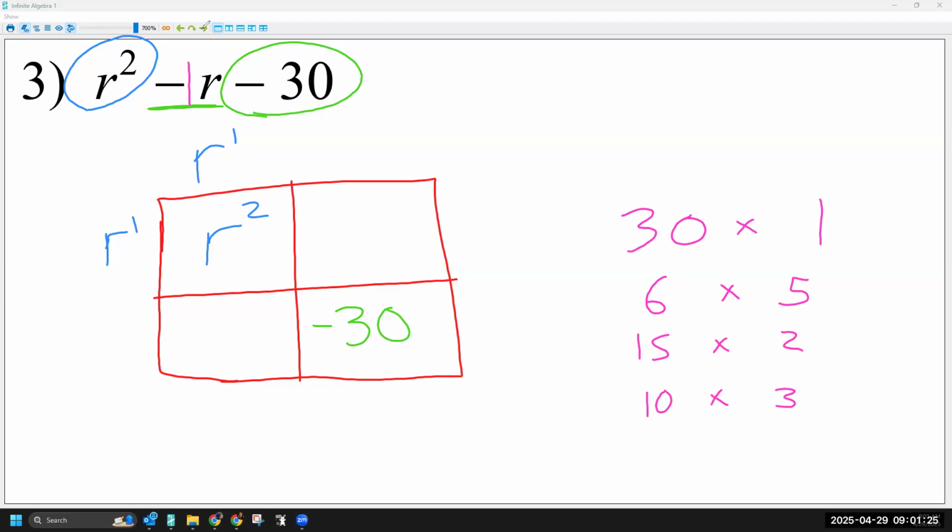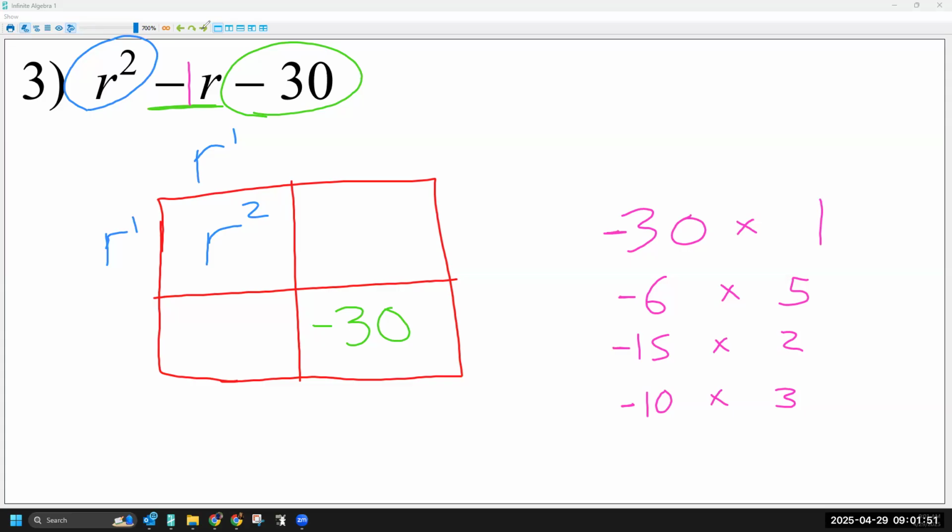Now, before I just make a whole bunch of different possibilities, they have to add to make a positive or a negative number. A negative. That means the bigger number has to be negative, okay? So I'm going to put a negative on only the bigger number. If they added to make a positive, I'd put the negative on the smaller number.